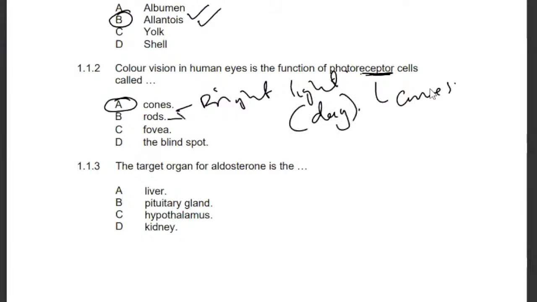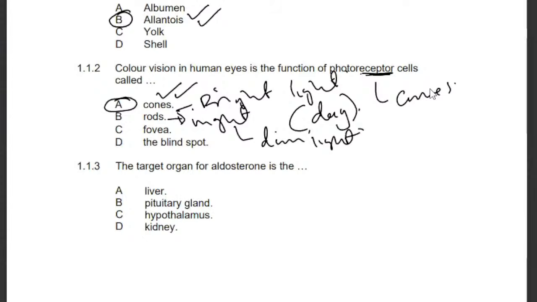And then rods are used during the night. That's why animals which are nocturnal cannot see color. Why? Because they see very well at night. Sometimes we can say that rods are responsible for dim light. So I think now it is clear. The answer here becomes the cones. The fovea is where the sharpest image is formed. At the blind spot, no image is formed.